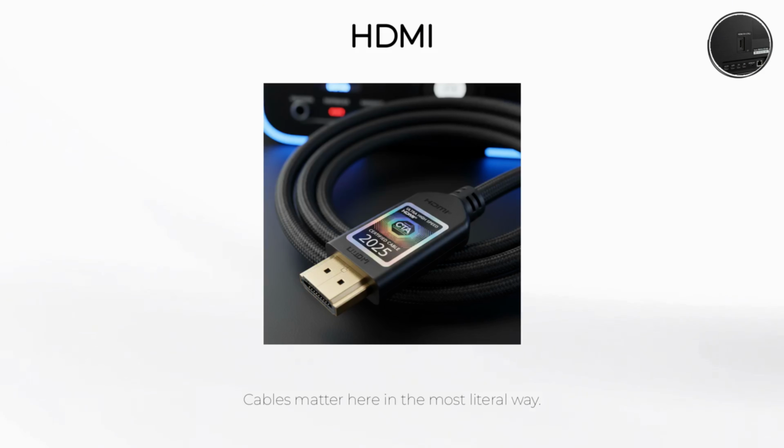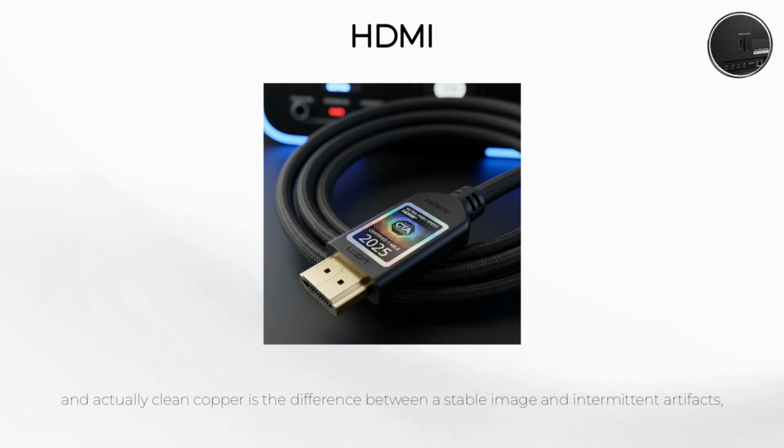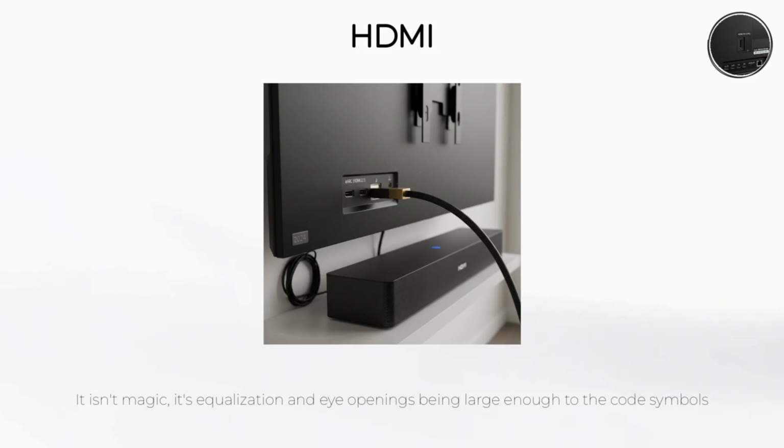Cables matter here in the most literal way. Ultra-high-speed certification exists because the difference between almost good enough copper and actually clean copper is the difference between a stable image and intermittent artifacts, especially at longer runs. The certification translates to passing tests for the highest FRL profiles with margin, not just lighting a screen on a bench. That's why reputable reviews so often show mystery glitches disappearing when the cable is replaced with a certified one. It isn't magic, it's equalization and eye openings being large enough to decode symbols reliably over distance.